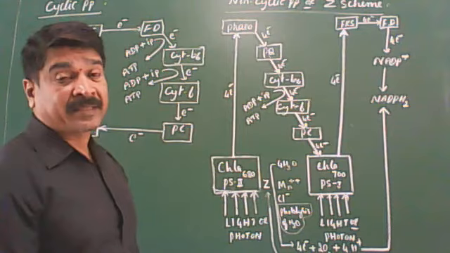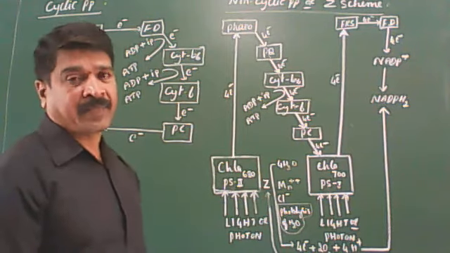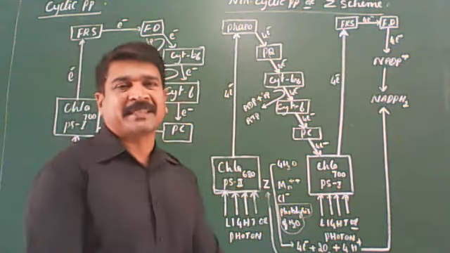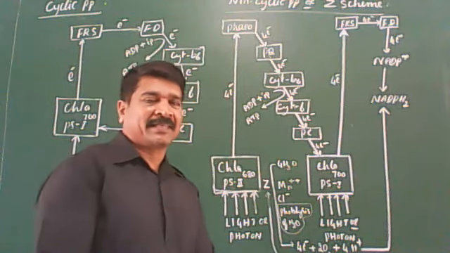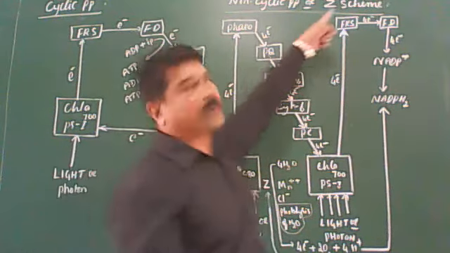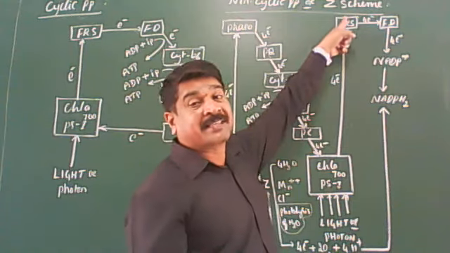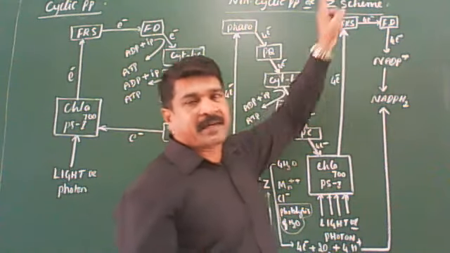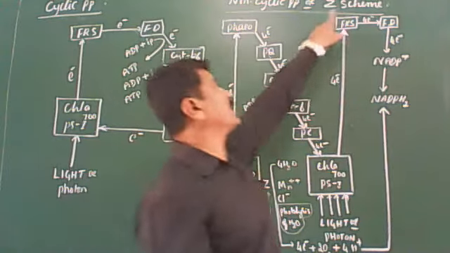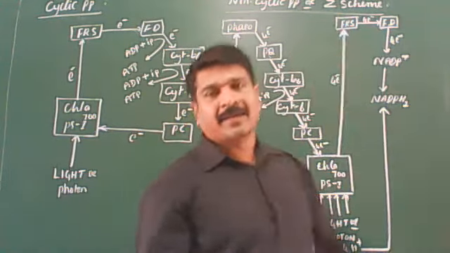Because the electrons travel in a zigzag manner in non-cyclic photophosphorylation. What is the shape of the zigzag? You know that zigzag is always a Z shape only. That is why non-cyclic photophosphorylation is also called Z scheme, because the electrons travel in zigzag manner. Hence it is also called Z scheme. Clear? I'll repeat once again.